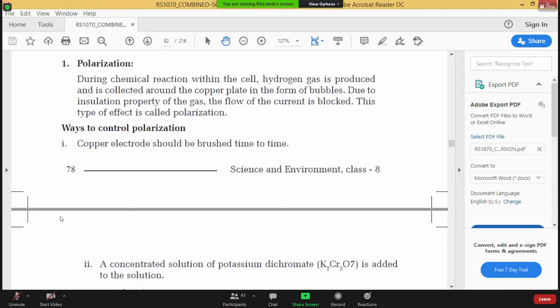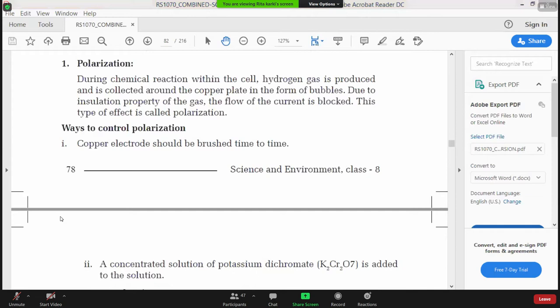Polarization simply means a process in which the hydrogen gas produced during the decomposition of the sulfuric acid gets deposited on the layer of the copper plate. Because of this, the hydrogen ions that are supposed to be deposited on the copper plate will not be able to get deposited, and the cell will not work for a longer period of time. For polarization to be corrected, we need to clean the copper plate time and again, by brushing off the hydrogen bubbles, so we can easily stop the polarization process.